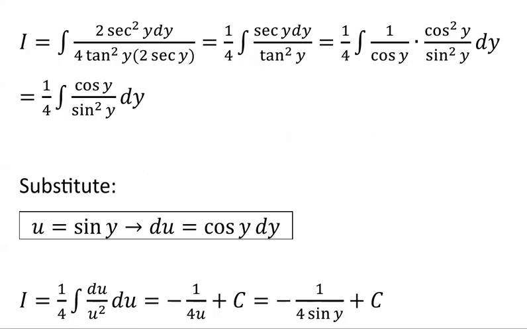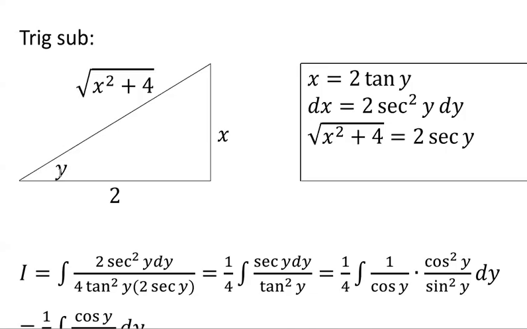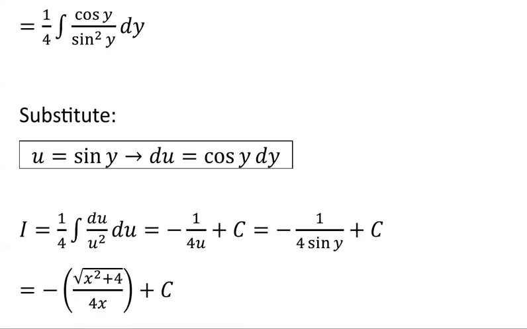We got to back substitute twice though. What is u? u is sine y. Okay, now what is sine y? We got to look at a triangle. Sine y is x over square root of x squared plus 4. So that's what I did over here, back substituted. Okay, that's my final answer.